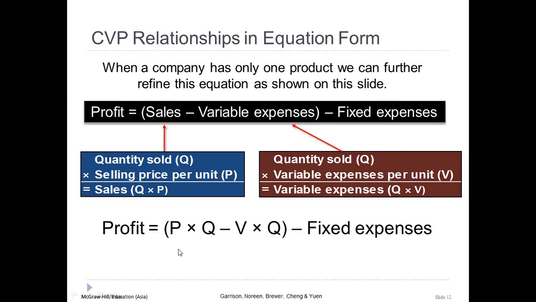And here's a better way to look at this. Profit, net income equals price, P is price per unit, price times quantity minus the variable expense per unit times quantity. Both of these are based on quantity per unit. Therefore, you bring in the units here. This is your contribution margin. This is your contribution margin minus fixed expenses. It's going to equal profit.